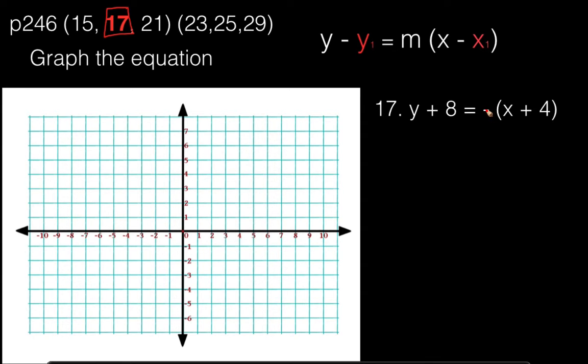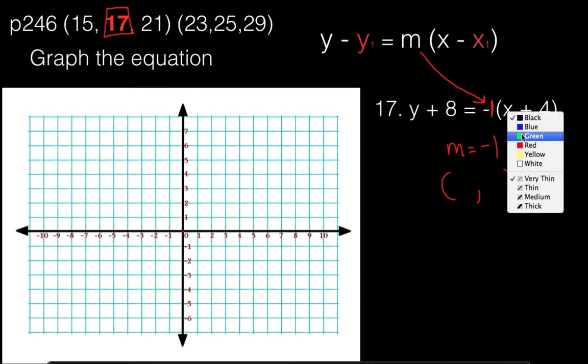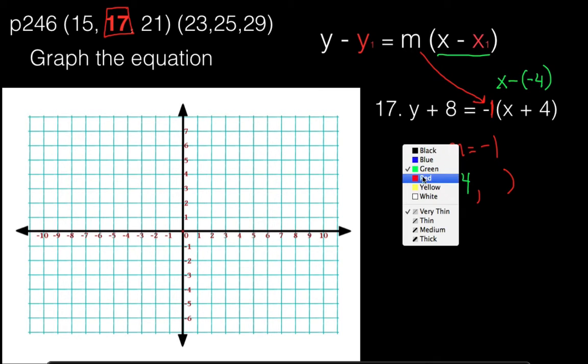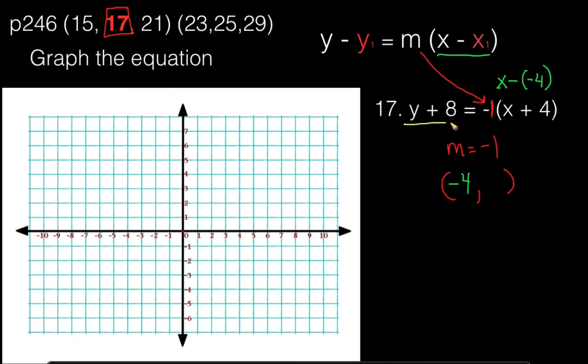So I look at my m position right here. This is my m position, and it's a negative. That must mean I have an assumed 1 there. So my slope is negative 1. And now I'm looking for my x and my y coordinates. Here I have x plus 4, and my original equation is x minus x1. So if it's a plus, that must mean I had an x minus negative 4. So my x1 in fact is negative 4. Okay, now let's look for my y coordinate, which is this portion of the equation.